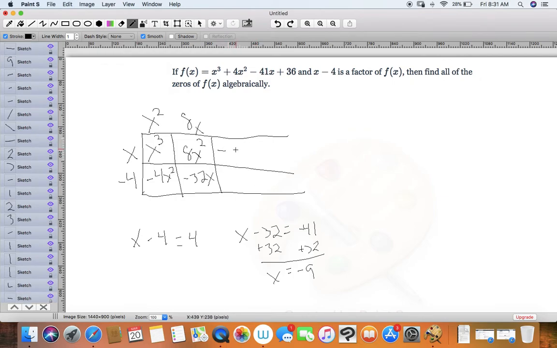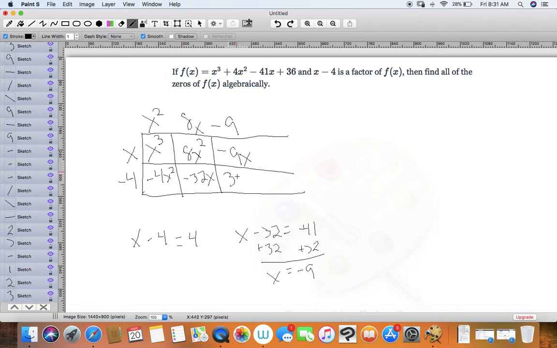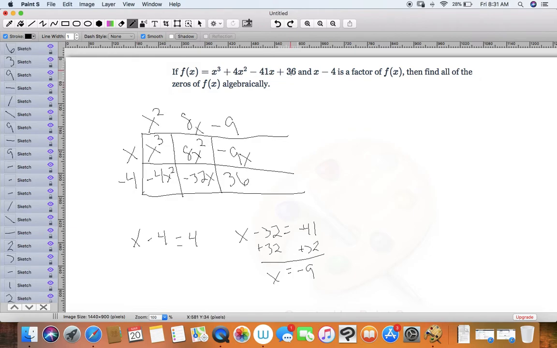So negative 9, but then because it's on the diagonal, you want your terms to match, so that's going to be a negative 9x. And then you start all over again. So you say, what times x will give me a negative 9x? Well, I know that's a negative 9. And then negative 9 times negative 4, well, a negative times a negative is a positive. 9 times 4 is 36. Oh, hey! Notice that these match, so that indeed proves that it's a factor because we didn't get a remainder.